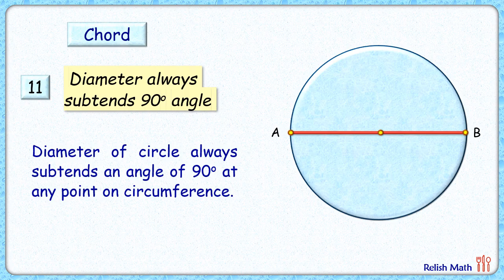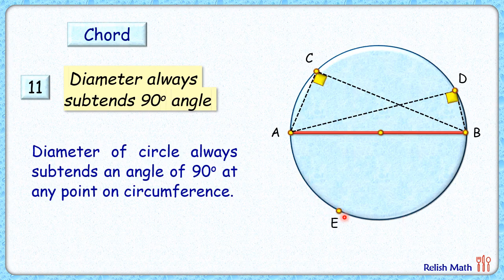This is a really interesting theorem. It states that if you take the diameter of a circle, then it will always subtend an angle of 90 degrees at a point on the circumference. So this diameter AB will make an angle of 90 degrees at point C. Instead of C, if you take any point here, let's say point D, then the angle subtended by this diameter at point D will of course be 90 degrees. Or you can take any point on the lower semicircle on the circumference. So if you take point E here, the angle subtended by the diameter will be 90 degrees. Let's check the next theorem.